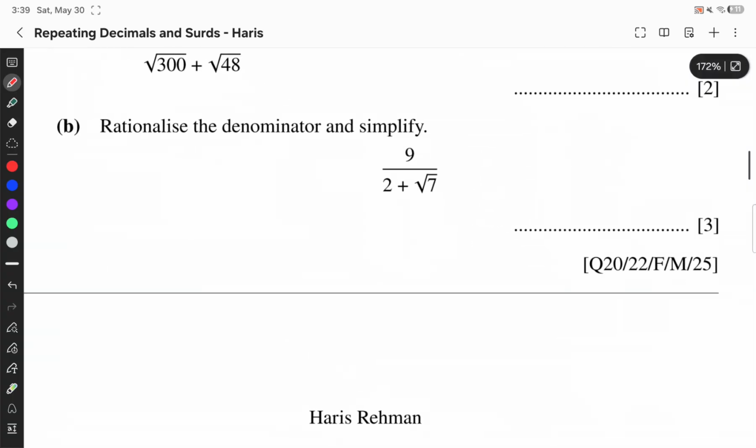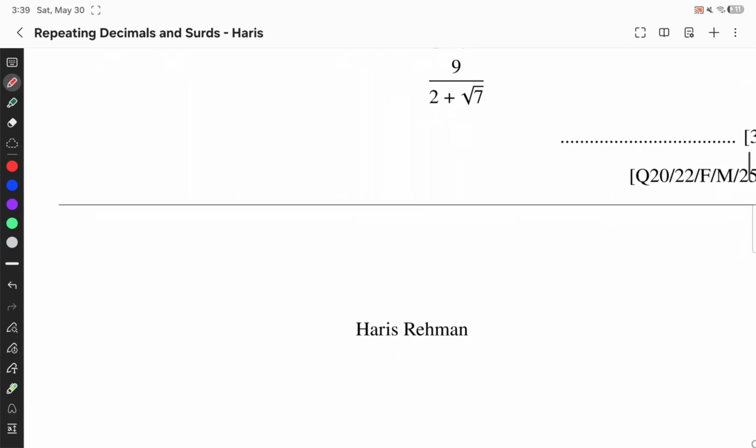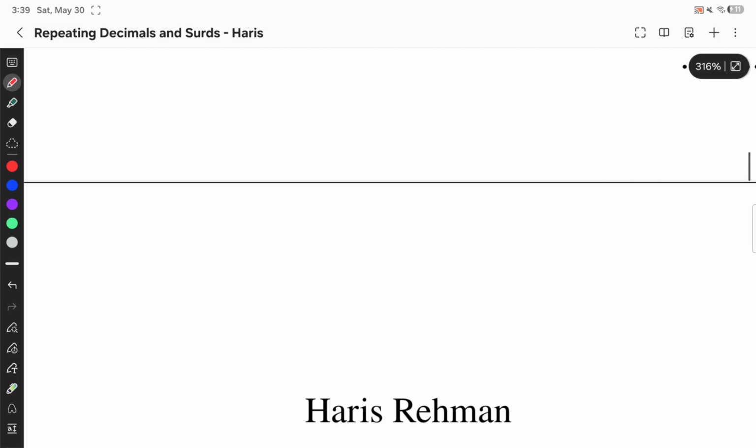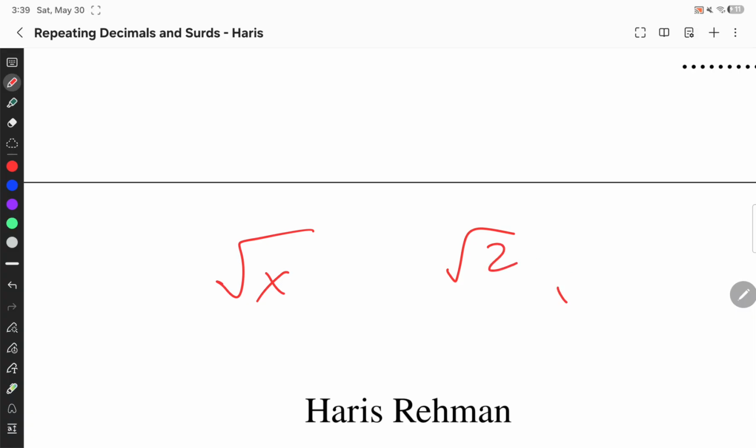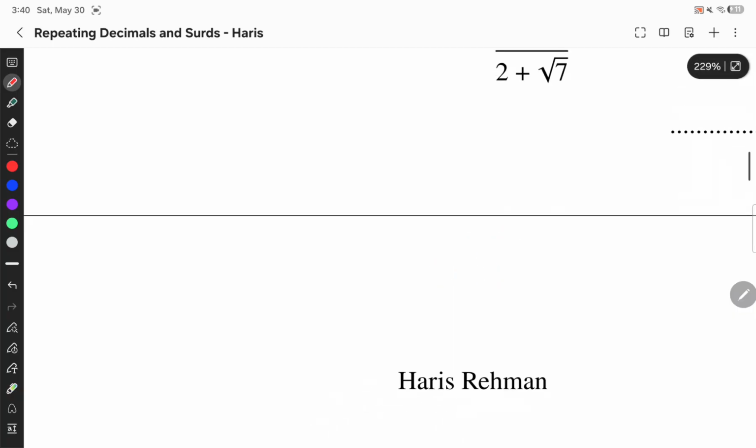Now let's first define a surd. A surd is where a square root has a number such that it cannot be simplified any further. Example, we have square root of 2, square root of 5, square root of 7, square root of 11. Yes, these are all primes. Square root of 3, square root of 6 even. All these are surds.